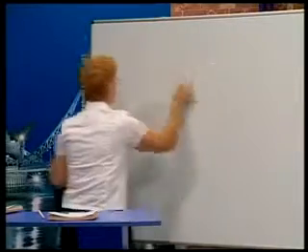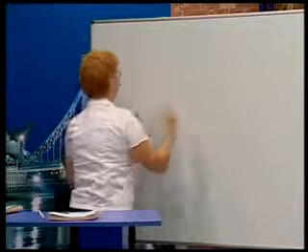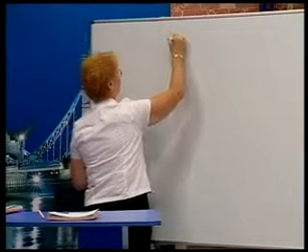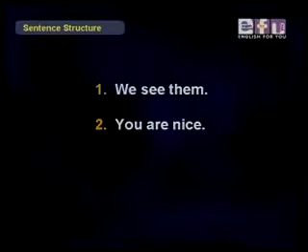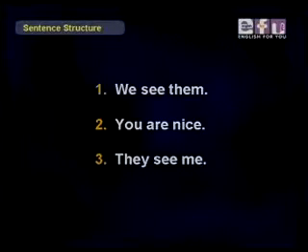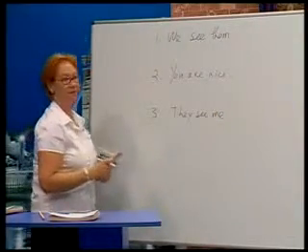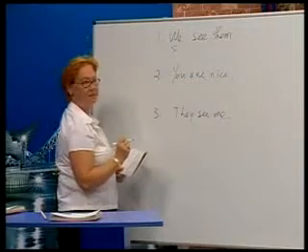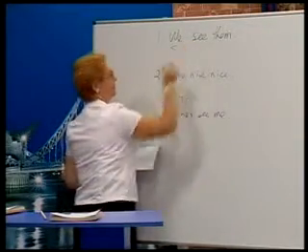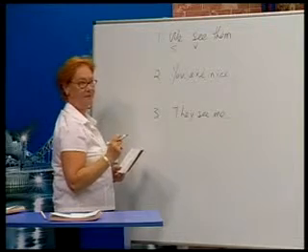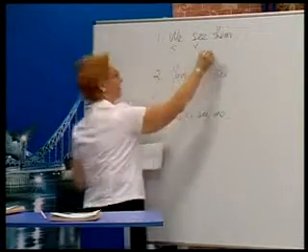Okay, now a little bit more practice. Get 3 more sentences and then you can tell me what they are. Okay, here's one. And here's the third one. Okay, Lisa, you do number 1. We is the subject. See is the verb. Them is the object. Yes, good.